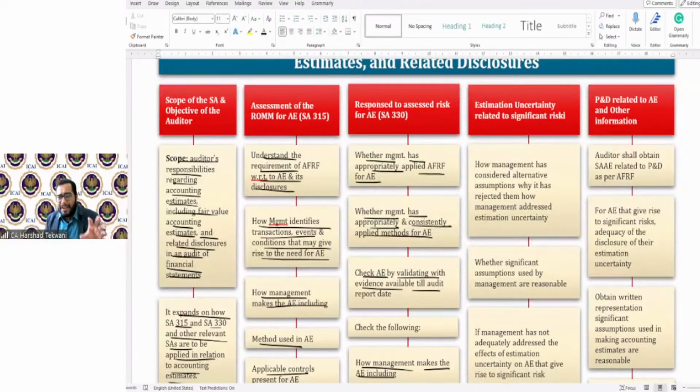Let's say this particular estimate is highly uncertain. I cannot come to a point of precision. That is estimation uncertainty. Now, when I talk about estimation uncertainty, I need to understand how management has considered alternative assumptions.